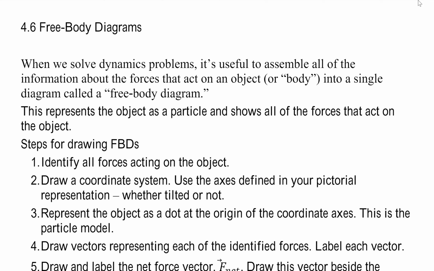Section 6 is called free body diagrams. We're finally going to learn one of the most valuable types of drawings that we can make in physics, known as the free body diagram.